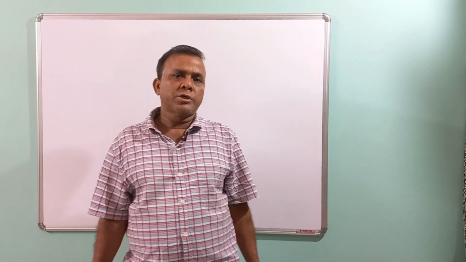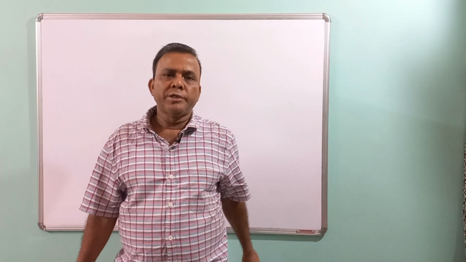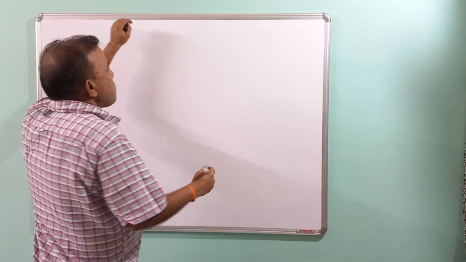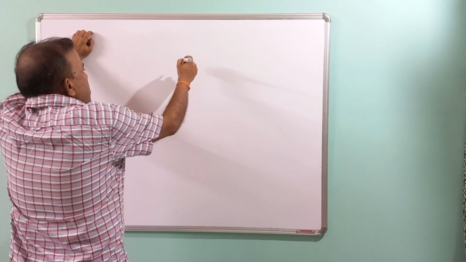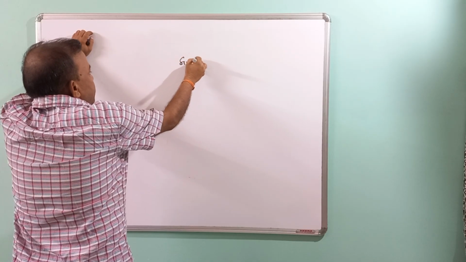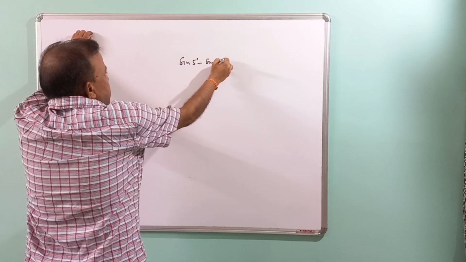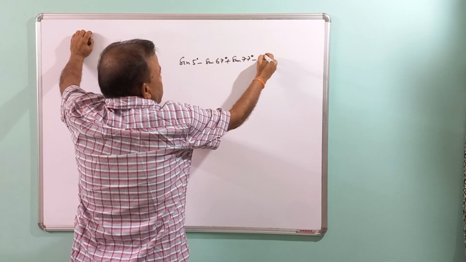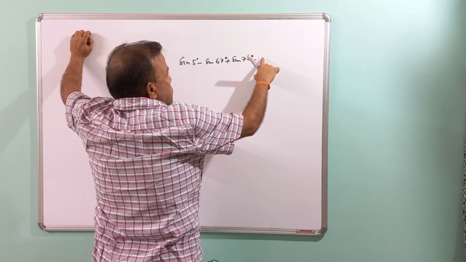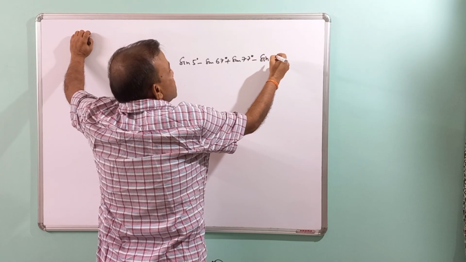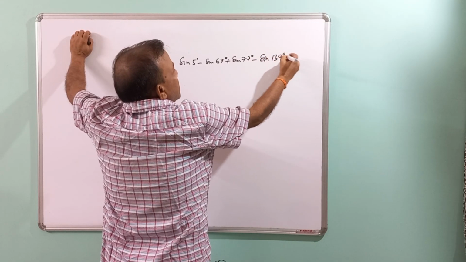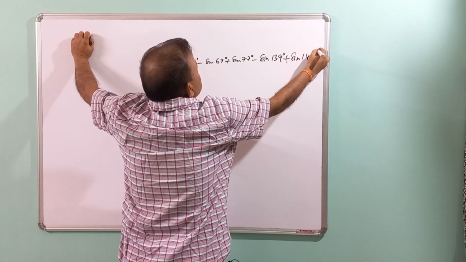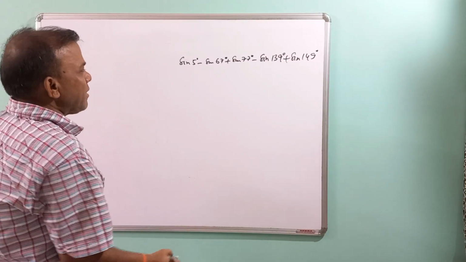Now we are going to discuss a trigonometry related chapter, submultiple angle. The problem is: prove that sin 5 degree minus sin 67 degree plus sin 77 degree minus sin 139 degree plus sin 149 degree equals 0.